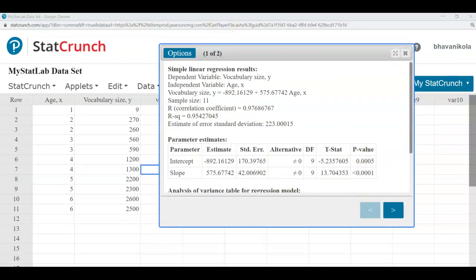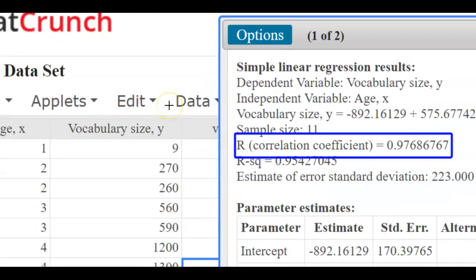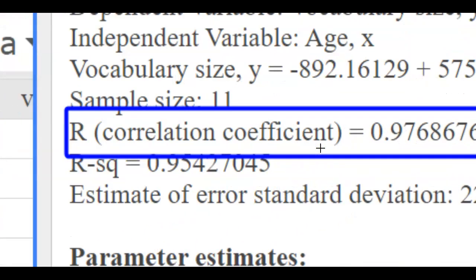Once you get this table here, do you see correlation coefficient? That's what you're looking at. When they ask you for correlation coefficient, that's exactly what you will be looking into. So the R value is your correlation. This is your correlation coefficient.